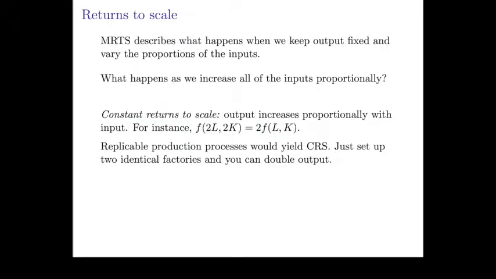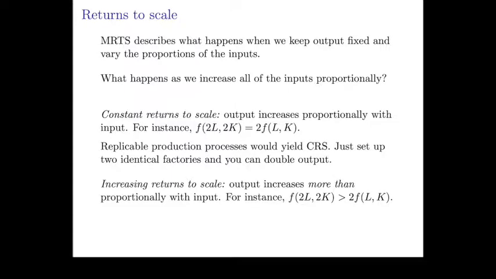So if you have a replicable production process, for example, that would yield something like a constant returns to scale production function. If you want to double the inputs, all you do is you just open up a second factory. If you want to triple, you just open 3 factories and so forth.